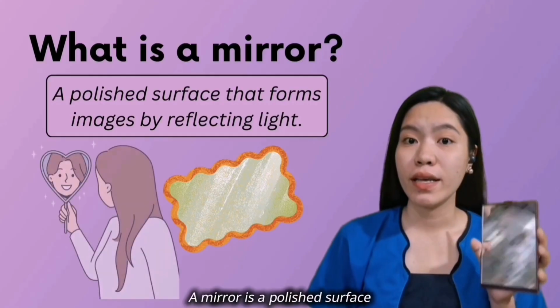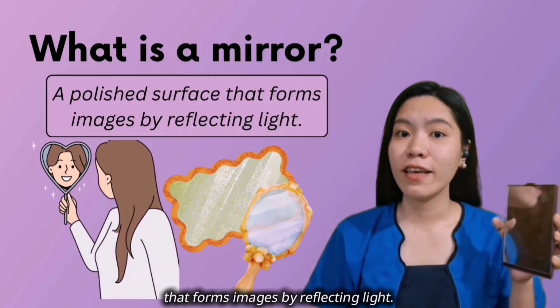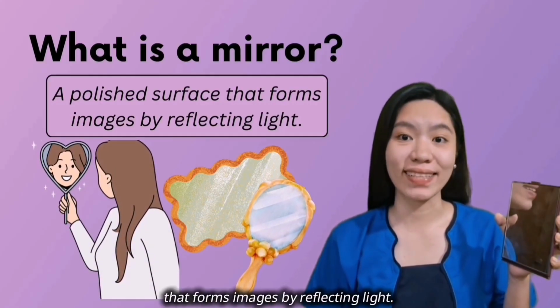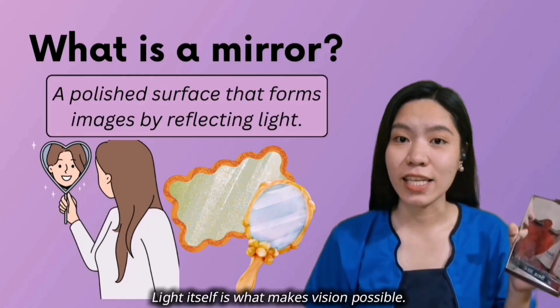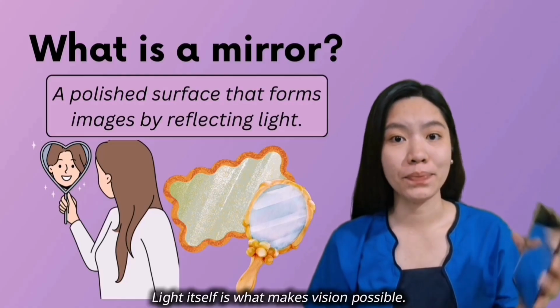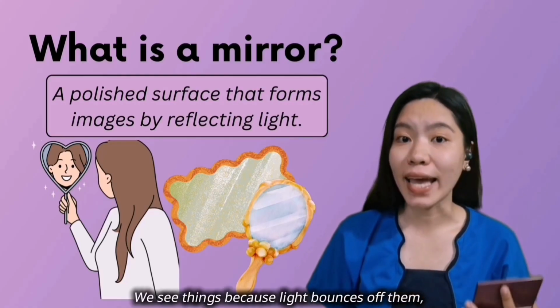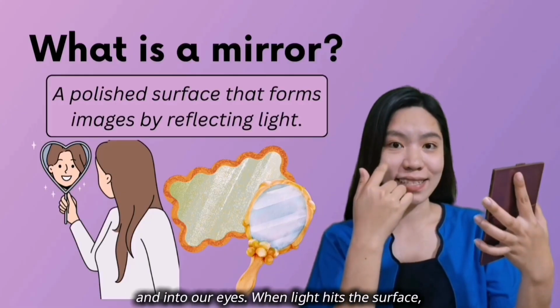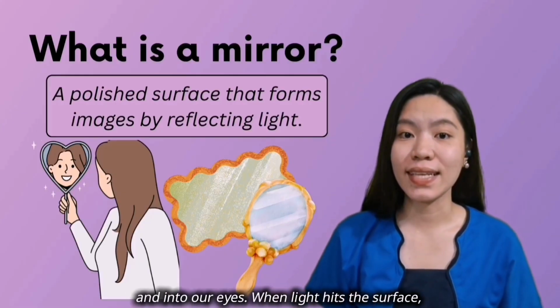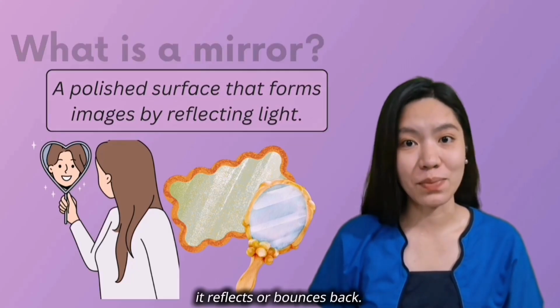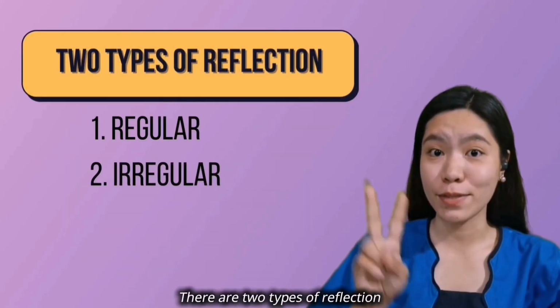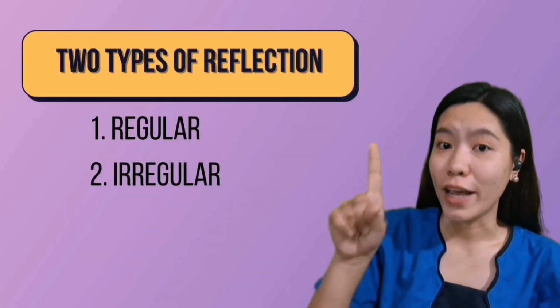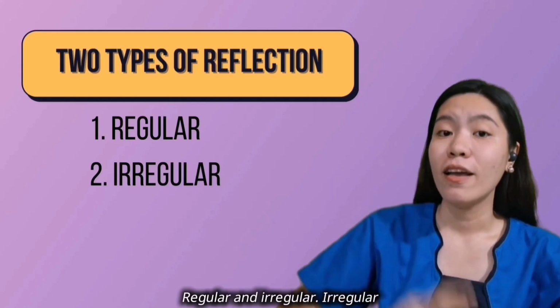A mirror is a polished surface that forms images by reflecting light. Light itself is what makes vision possible. We see things because light bounces off them and into our eyes. When light hits a surface, it reflects or bounces back. There are two types of reflection: regular and irregular.